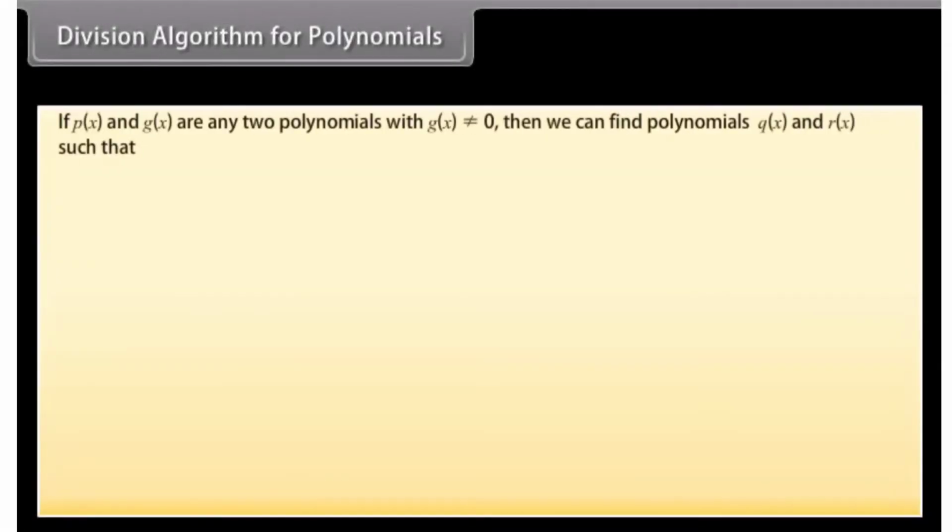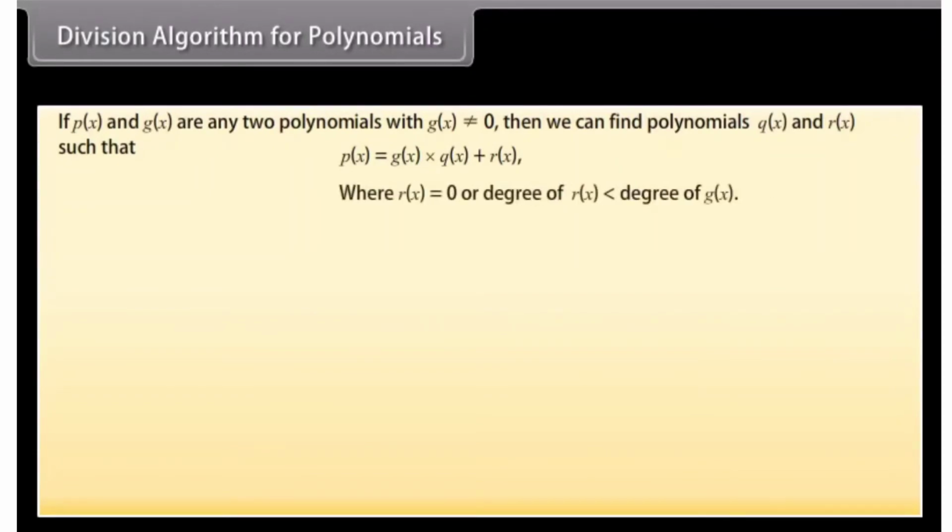Division algorithm for polynomials. If p(x) and g(x) are any two polynomials with g(x) not equal to 0, then we can find polynomials q(x) and r(x) such that p(x) is equal to g(x) times q(x) plus r(x), where r(x) is equal to 0 or degree of r(x) is smaller than degree of g(x).